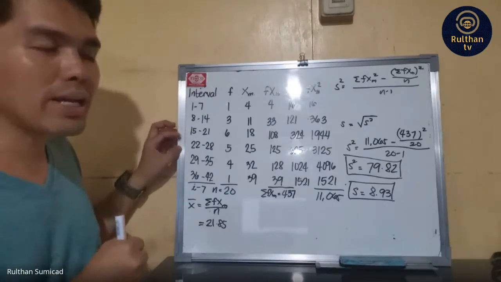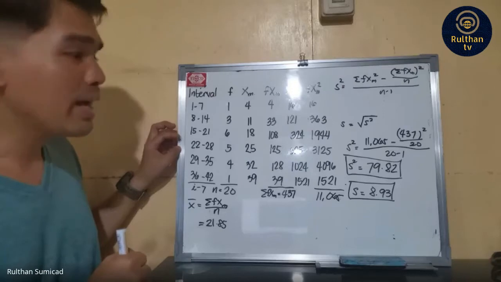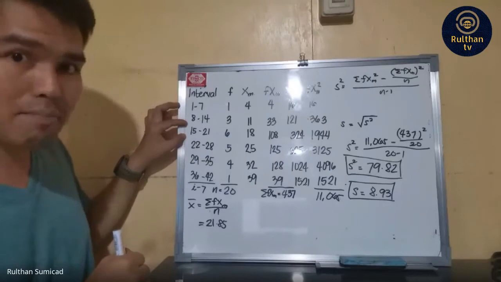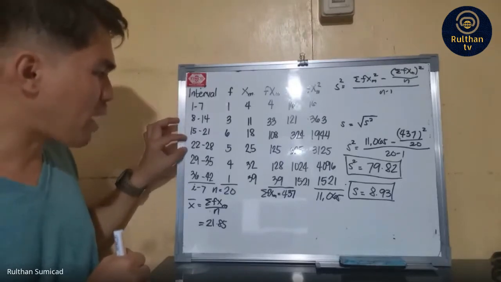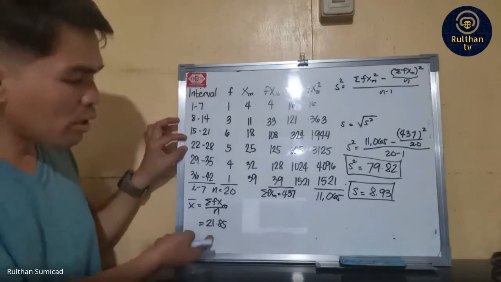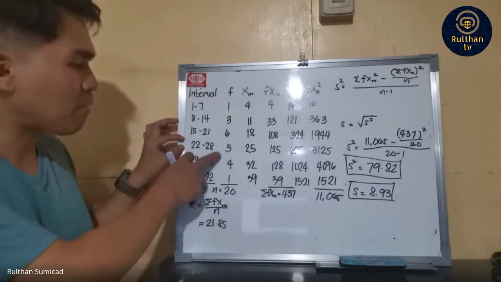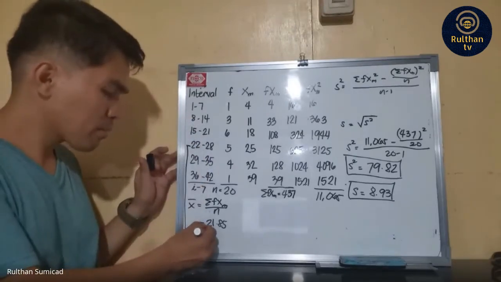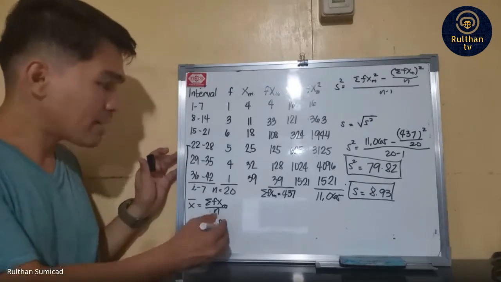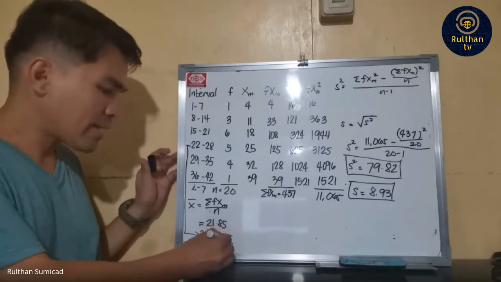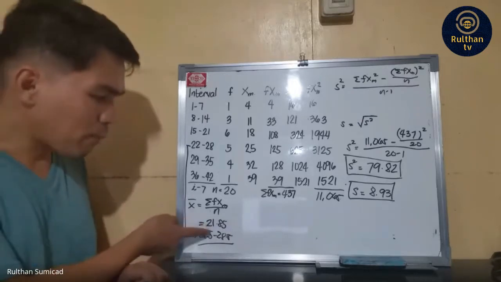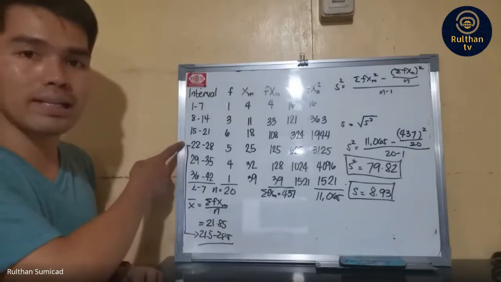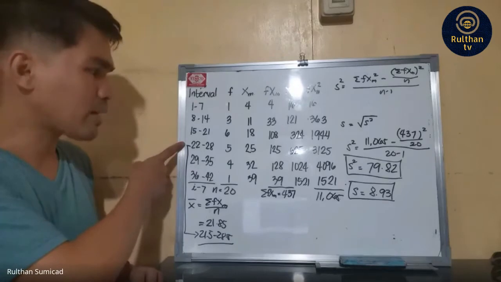Remember, if you can recall our class boundary, the boundary of this one is 14.5 to 21.5. That is the real limit. And then this one is 21.5 to 28.5. When you have 21.85, that's within this interval, because this one has 21.5 until 28.5 as its real boundary. And thus 21.85 is within this interval. So guaranteed now that our mean is found in this interval, that is, in the fourth class interval.